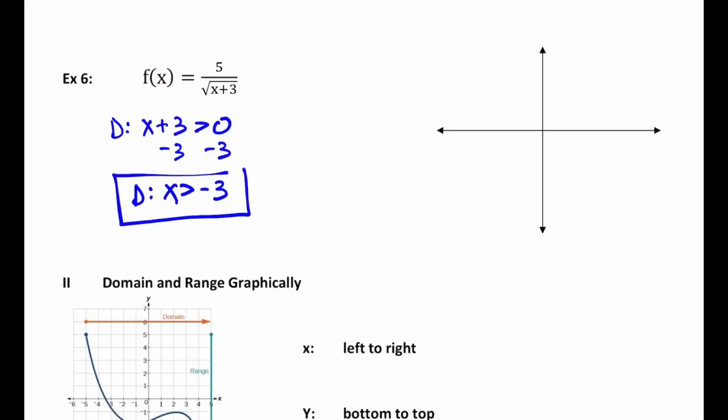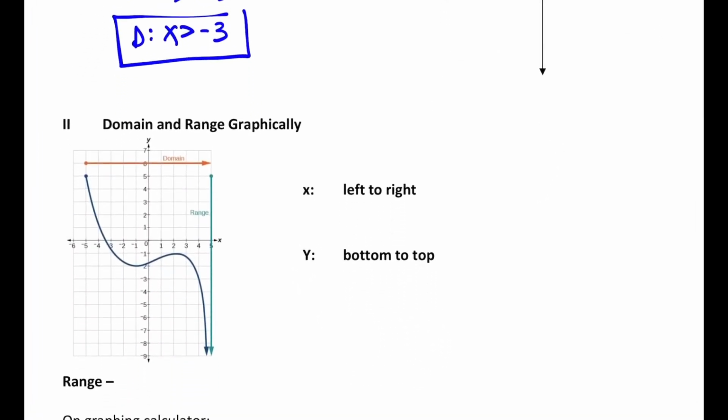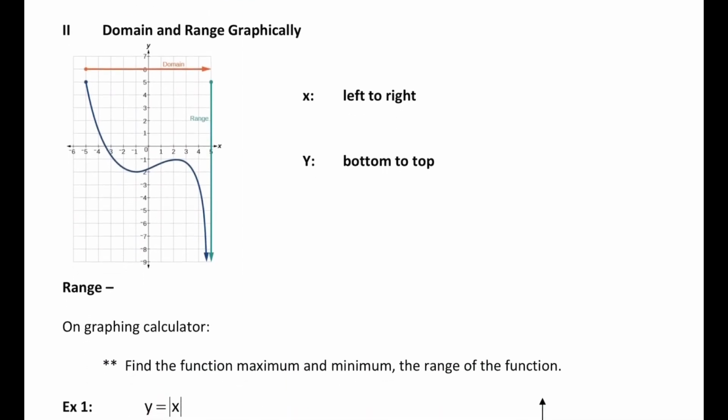Okay, let's take a look at domain and range graphically. So if you're given a picture of a function or a relation and you want to determine its domain, domain is always determined left to right. All right, so this would be domain, and it's always determined left to right. This would be the range, and it's always determined bottom to top.